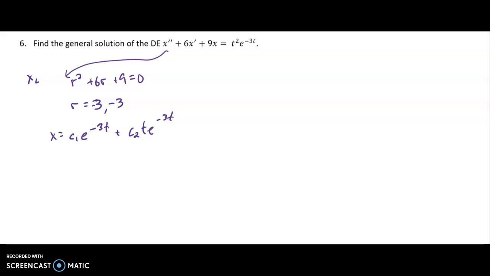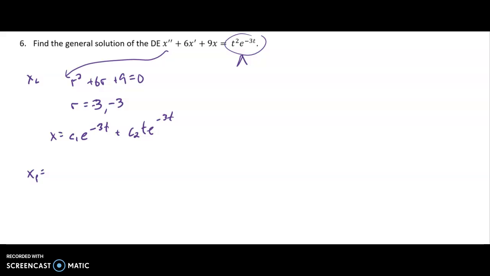Now to find my xp, I'm going to go through it like a two-step process. What I need to do is look at that thing and look at all of its derivatives. If you think about deriving that, I'm going to use product rule. I'm going to get 2t e to the negative 3t minus 3t squared e to the negative 3t. You should be able to do that product rule. But if you can imagine just deriving this, the product rule is going to get really messy, but I will always have an e to the negative 3t.